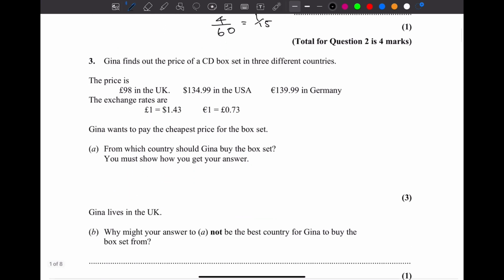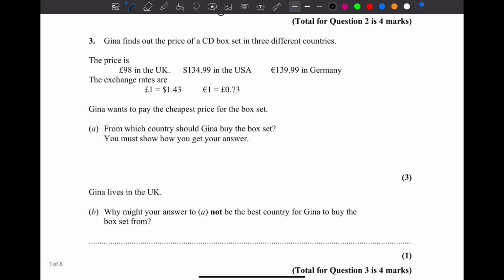Right, next one. Find the price of a CD set in different countries. You want to pay the cheapest price for the box set. Which country should you buy the set from? Okay, so let's convert everything into pounds. £98 for the UK. This one, 134.99 divided by 1.43.